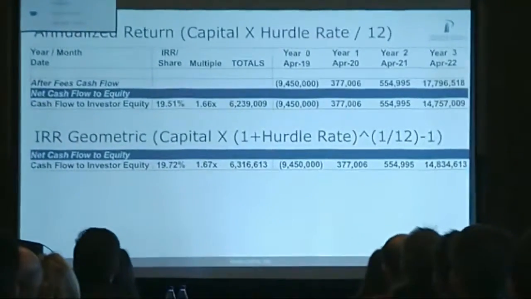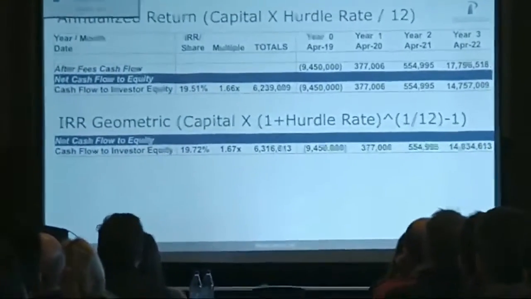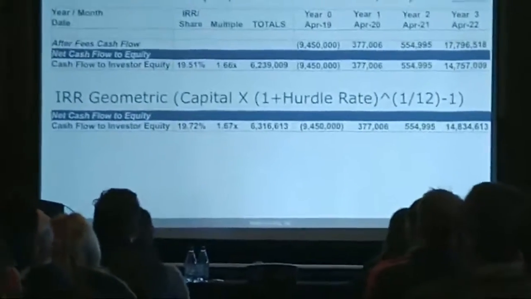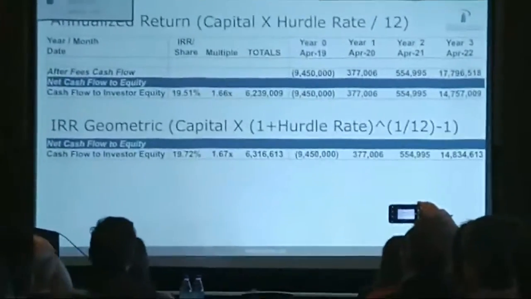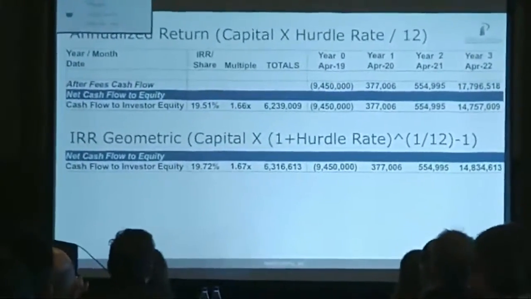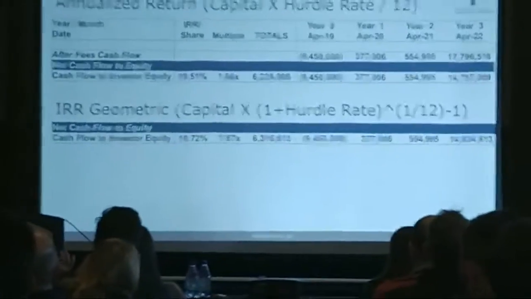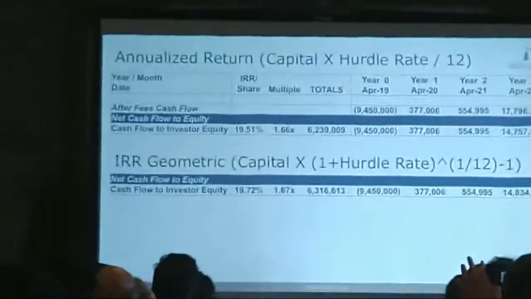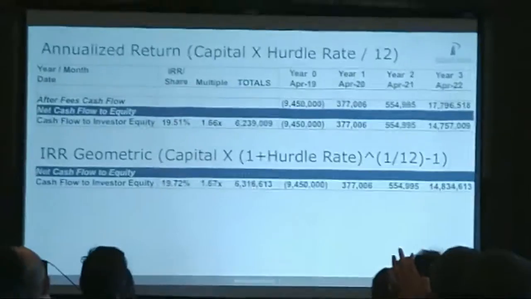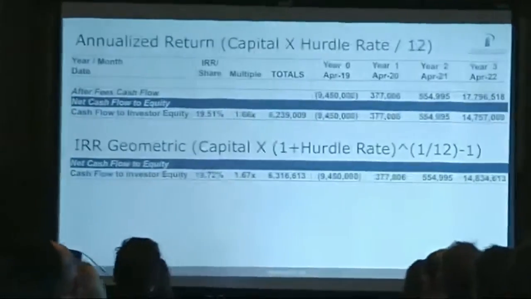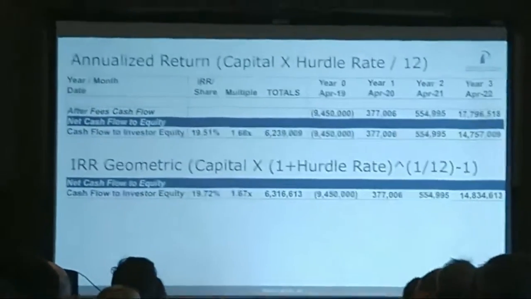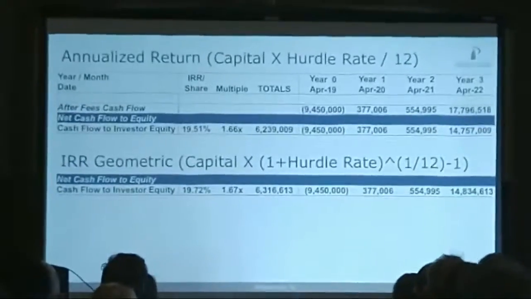So the next one, this is an IRR waterfall. So this is the same exact terms, same exact waterfall, except now the pref, the hurdle rates are calculated off IRR instead of annualized return. So you'll notice that the IRR jumped from 19.51 to 19.72, and the investor got an extra $1,000. They went from 1.66 multiple to 1.67 multiple.